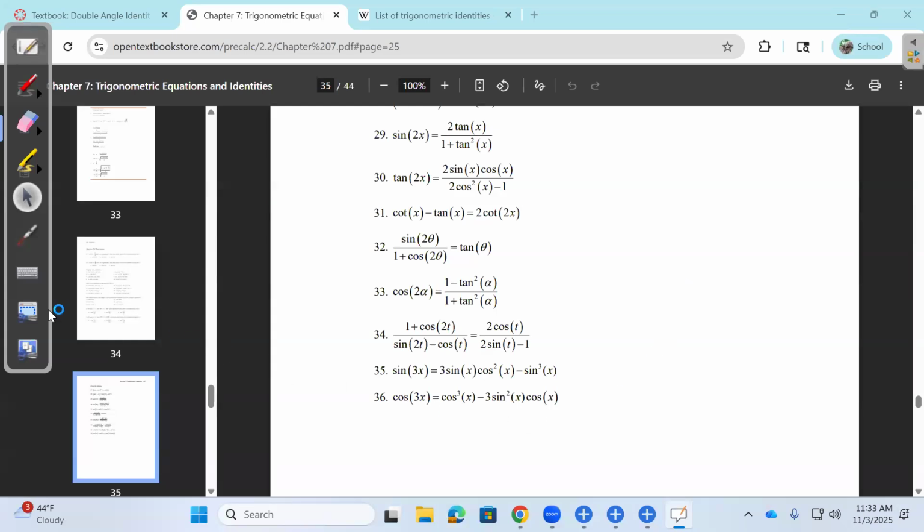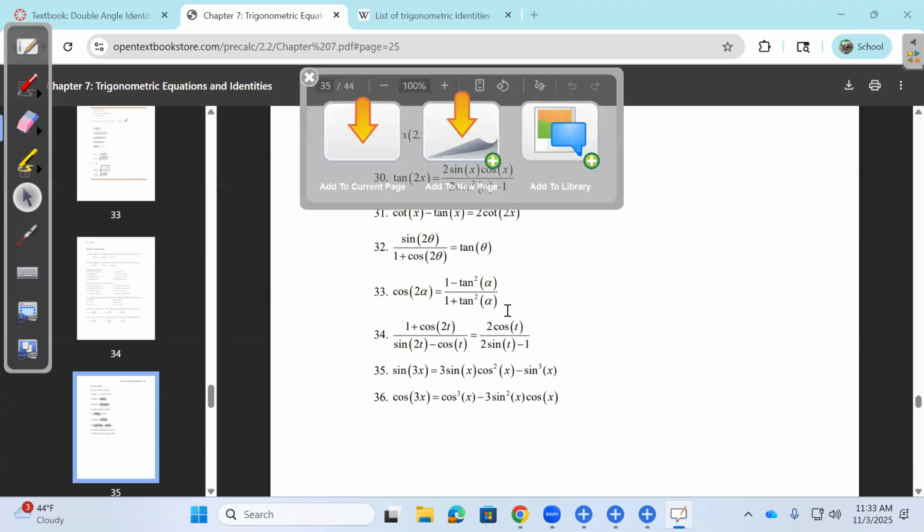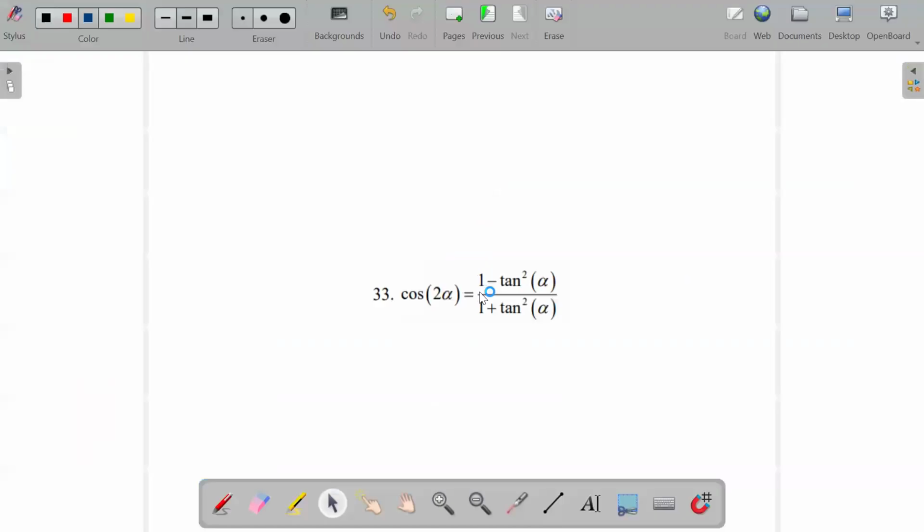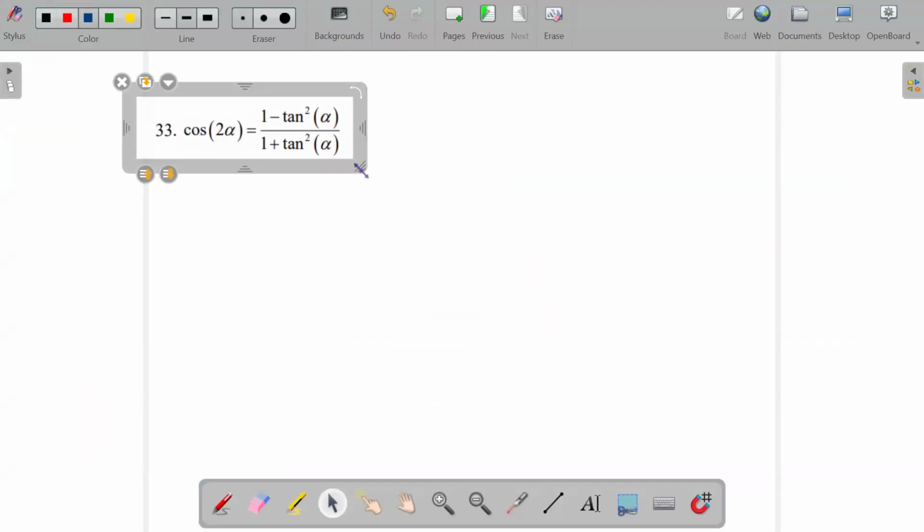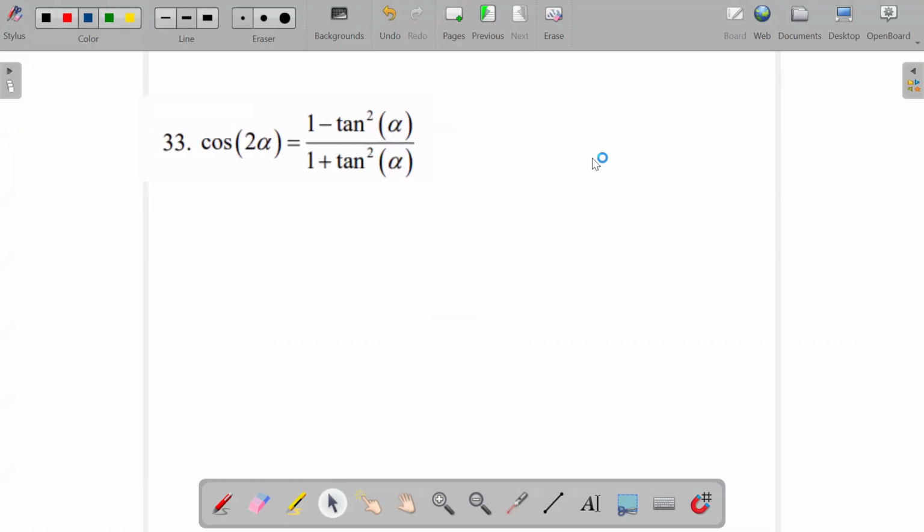Try 33. All right, so there's another prove the identity. So somehow these two should be equal. Let's see, what do we know about these? Now, I'm a little hesitant to rewrite the tangents as sine over cosine, given that they're squared in top and bottom. That's a possibility.